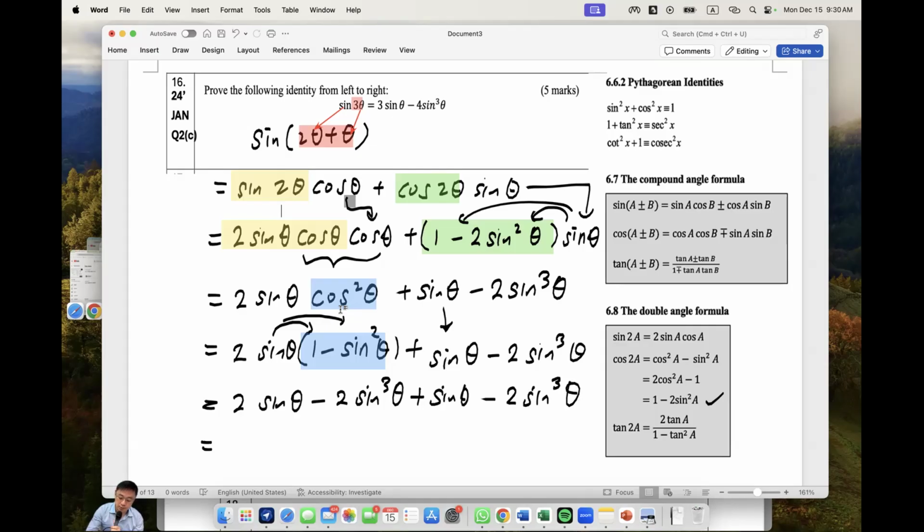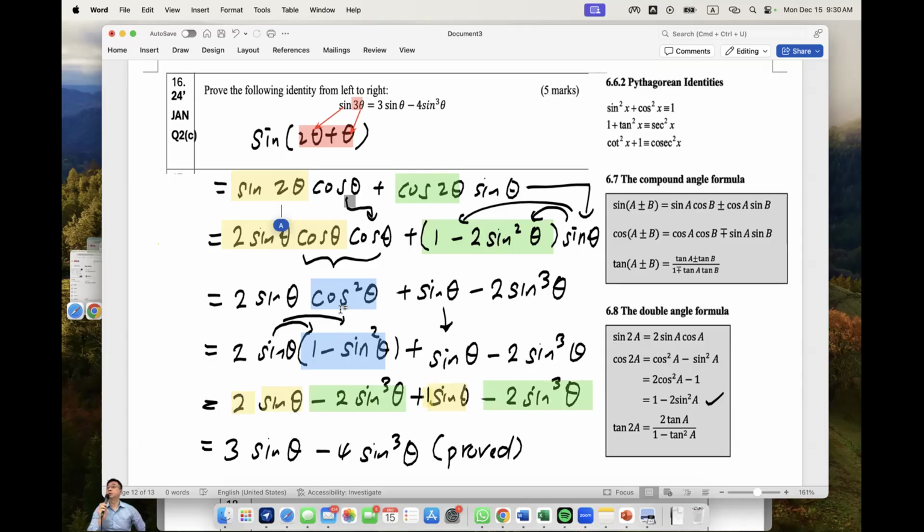So here we combine the similar terms. We have a sine theta power 1. We have two of those. We have 2 plus 1, 2 plus 1 becomes 3. Yes, we have 3 sine theta. And also we have another one, minus 2 sine cube and sine cube minus 2 as well. So now we have final is minus 4 sine cube theta, which is the same as the right hand side.